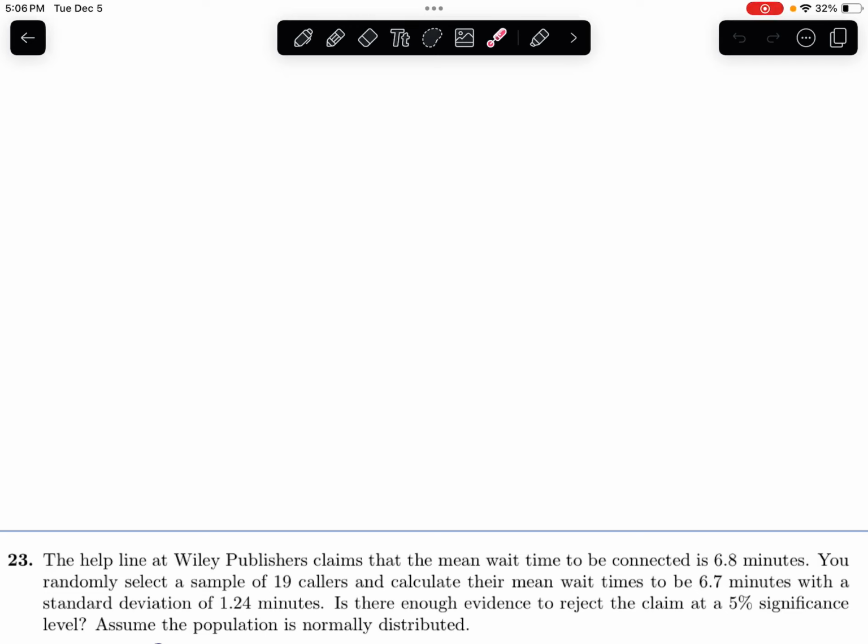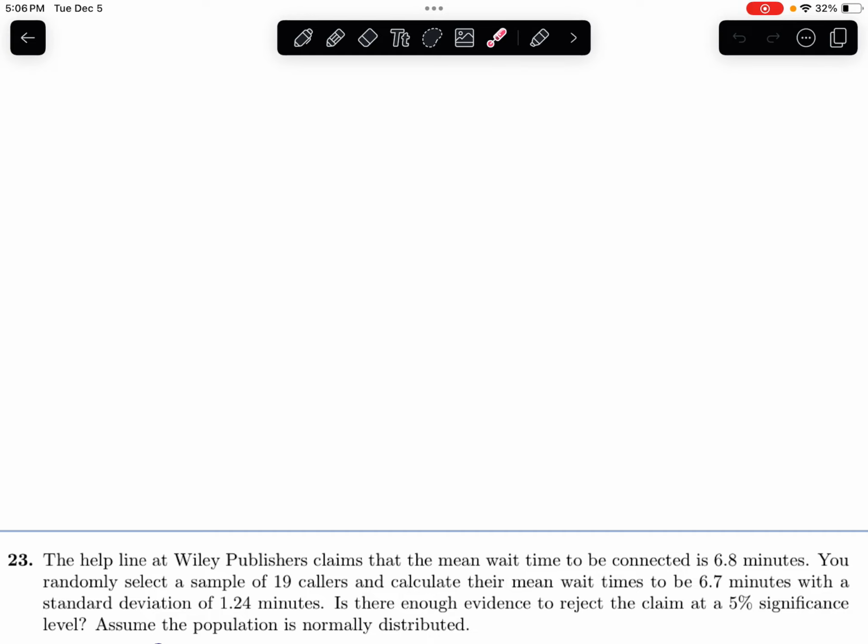A hypothesis test. How do we know that this is a hypothesis testing question? There's a couple of clues here. One is that the first sentence says that someone or something or some company claims something. At the end of this problem, it says that we're using a significance level, a percentage significance level. These are the clues that we are using a hypothesis test. In addition to that, it asks, is there enough evidence to reject or fail to reject? These are hypothesis testing words.